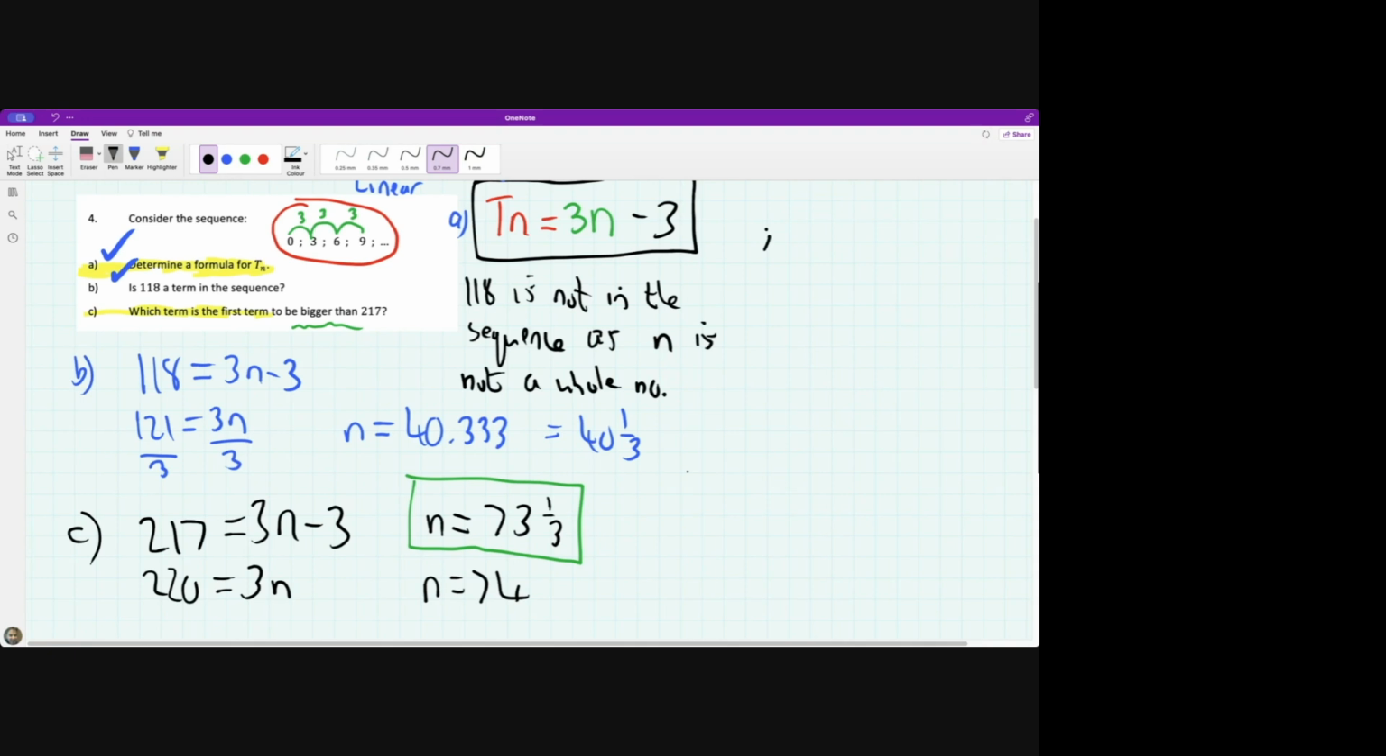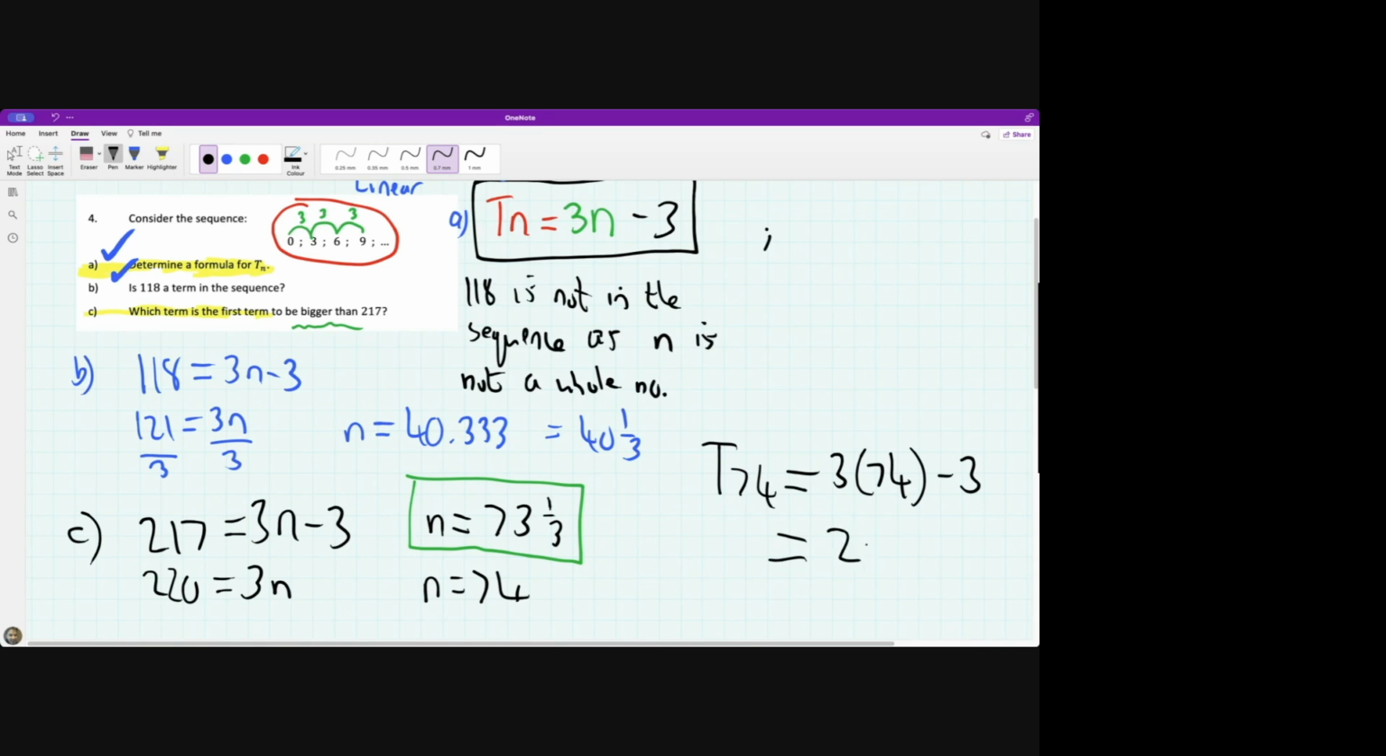Now, for bonus points, can you work out for me what is the 74th term in this number pattern? So you did the hard work. You worked out that 217 is not in the pattern, but the next item, the 74th item. And now can you work out what that 74th term's value is? What do you need to do? You need to use the original formula, and you go 3 times 74 minus 3. And what do you get?